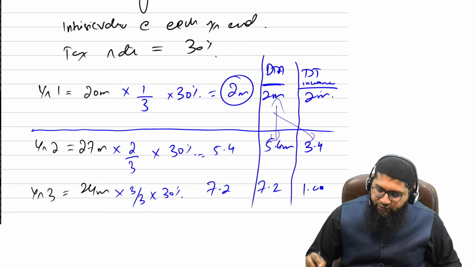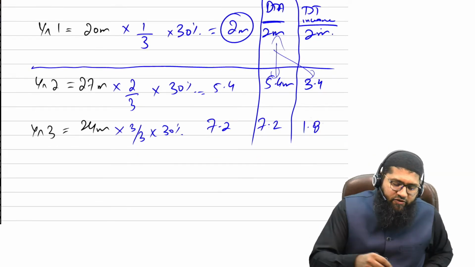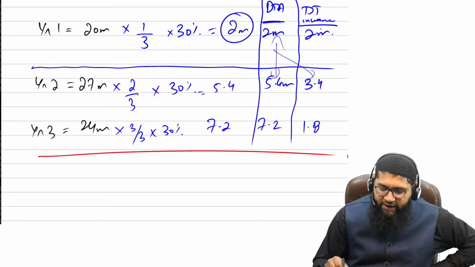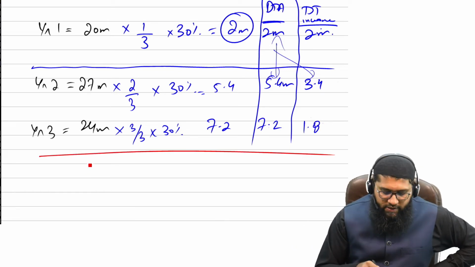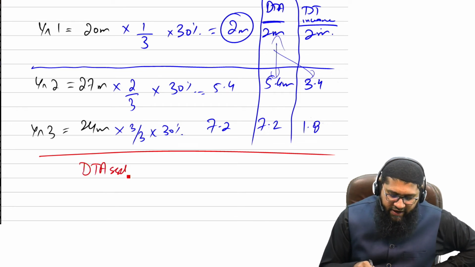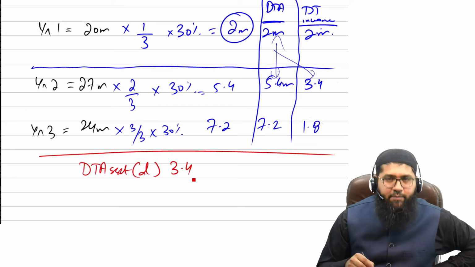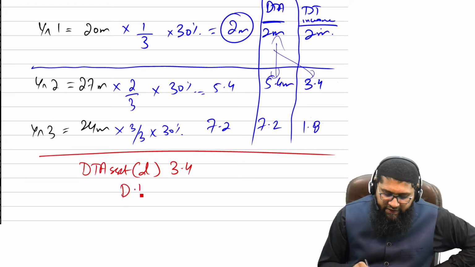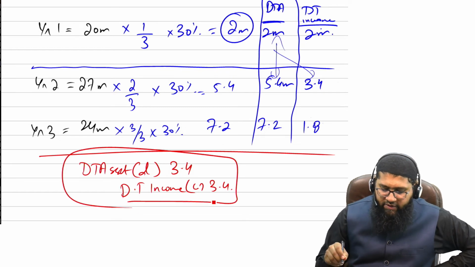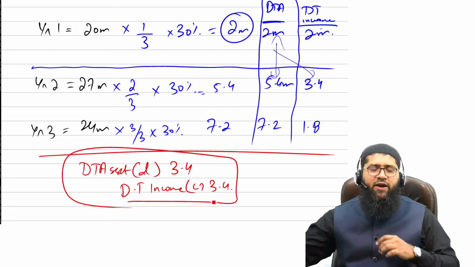Just for the sake of your understanding, I could pass a double entry for any of the years, say year 2. I could simply say that the deferred tax asset is debited by 3.4 million, and the deferred tax income is credited by 3.4 million. Is that okay with you people?